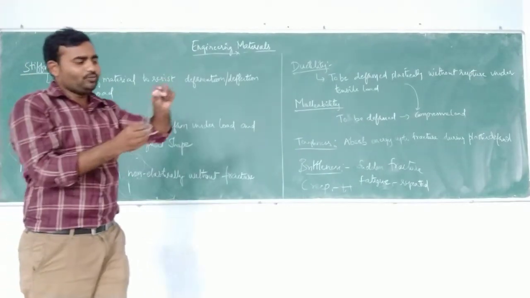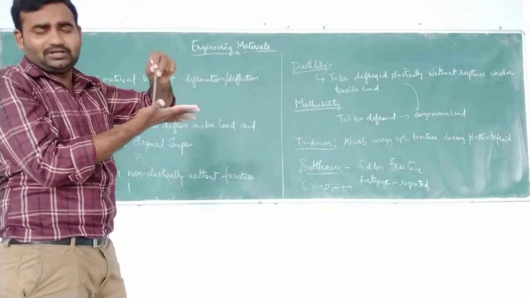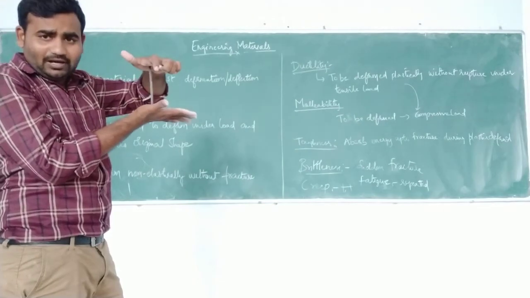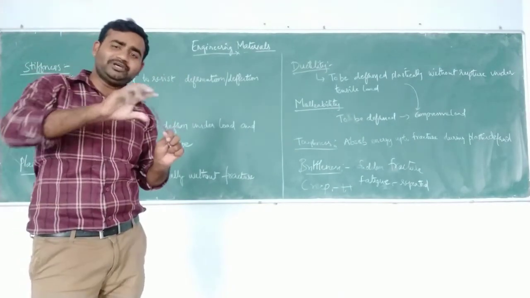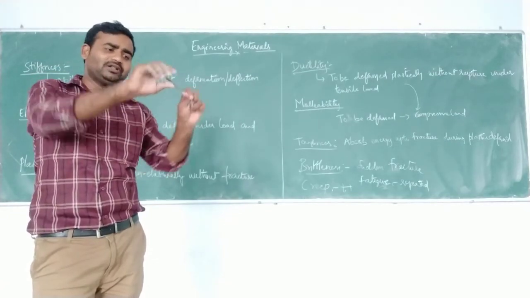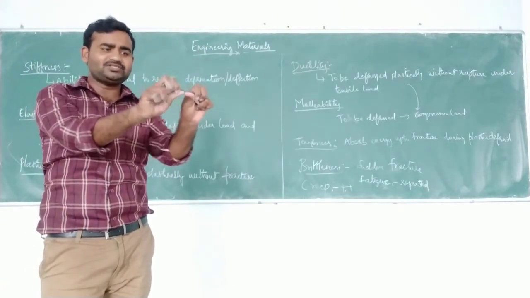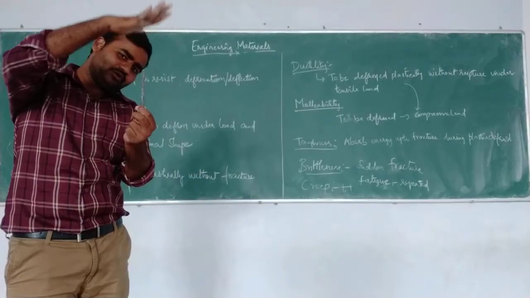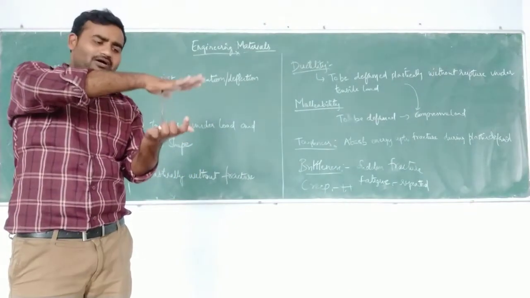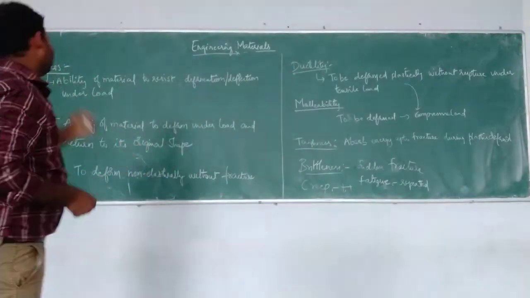Up to which load it is resisting without deformation is called stiffness. Without deformation means it should not change its position. If I pull like this, it should not change its position. So that is deflection. Without deflection, how much it is resisting is called stiffness.